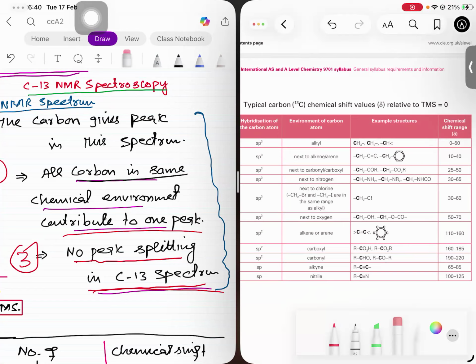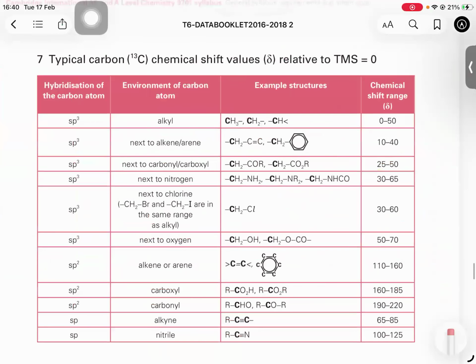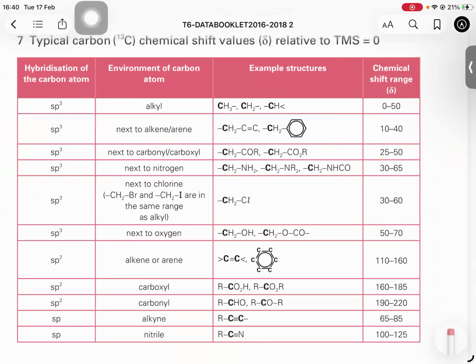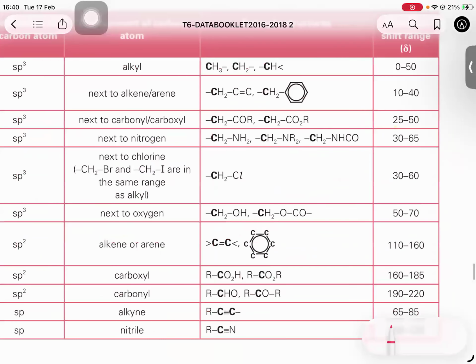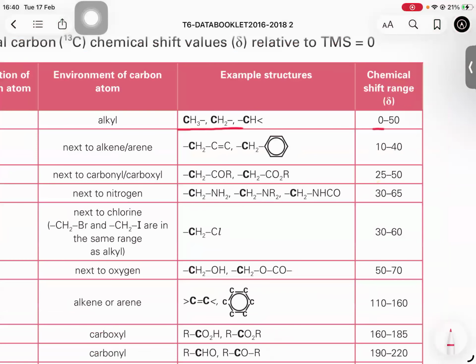Okay, now let's identify the peaks in this spectrum. Before I go for this, I have to share the data with you. Look at this data, please. This data says that in carbon-13 NMR spectra, now here is the same pattern as we used to have in hydrogen. These are the carbons with hydrogen. If the carbon is attached to hydrogen, the alkyl, their chemical shift value is 0 to 50.